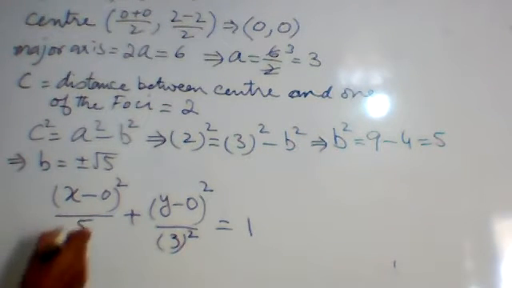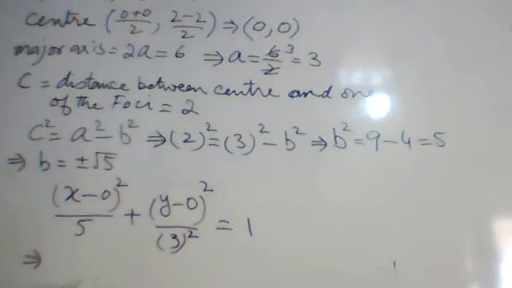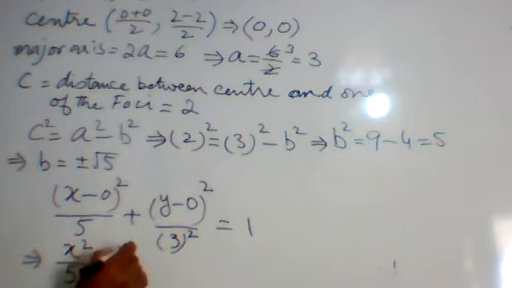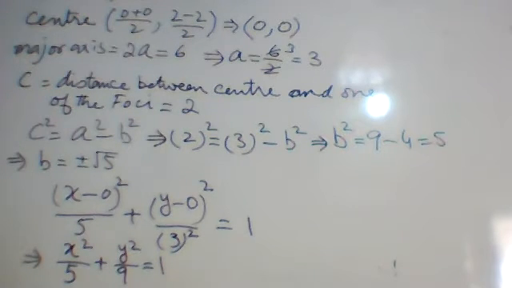So the final answer will become x square upon 5 plus y square upon 9 equal to 1. This is the answer.